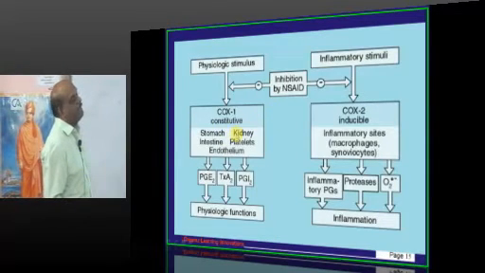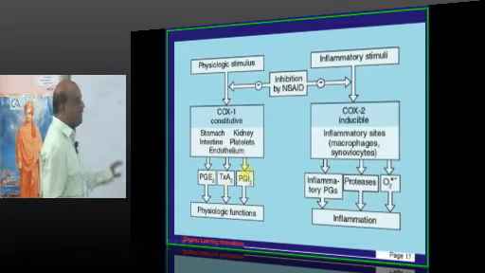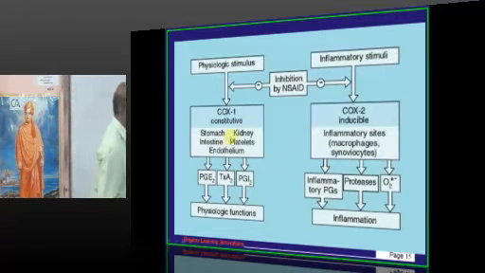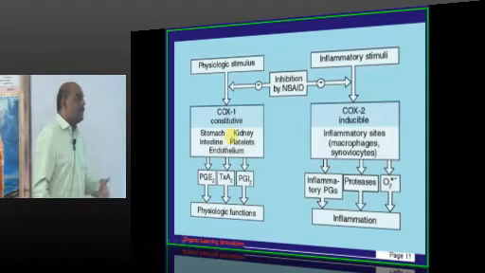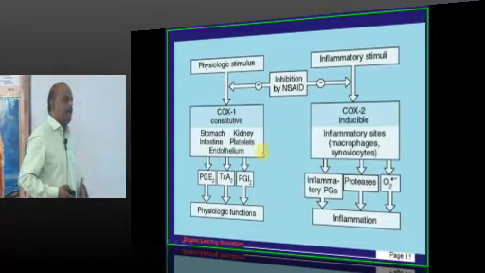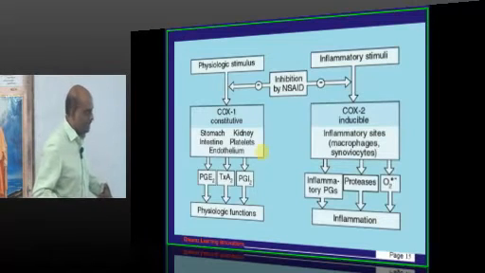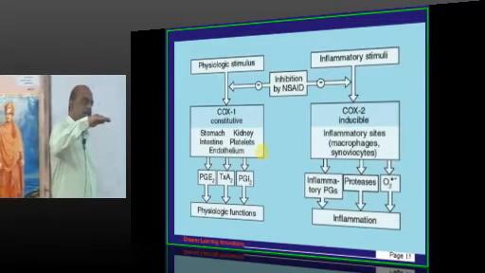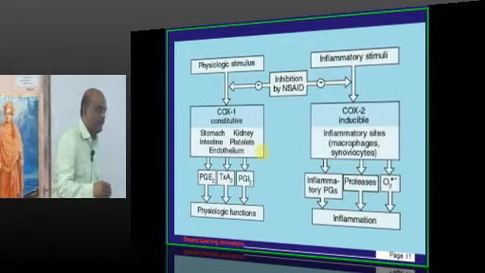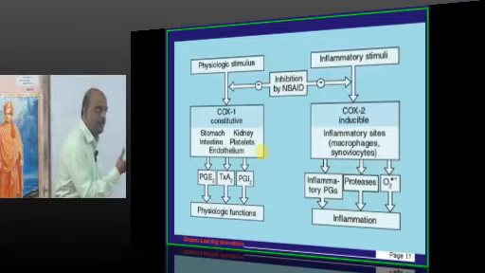COX-1 is a constitutive enzyme, doctor. Stomach, kidney, intestine, platelets, endothelium. In all these places, COX-1 is the isozyme of cyclooxygenase which will be present. It is constitutive. Fundamentally, your stomach requires a good amount of blood supply. Why? If the blood supply to the gastric mucosa is sufficient, then the mucosa will form adequately so that acid will not injure the stomach. For that, what do you require? Prostaglandin. That prostaglandin is produced by COX-1.